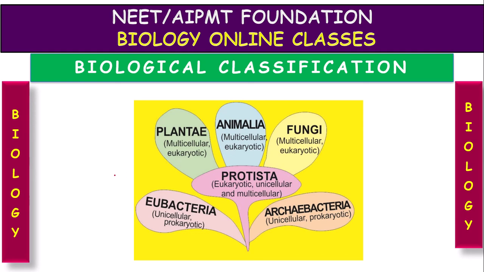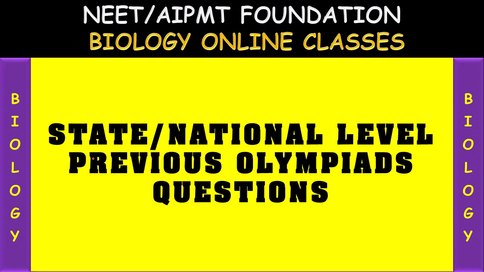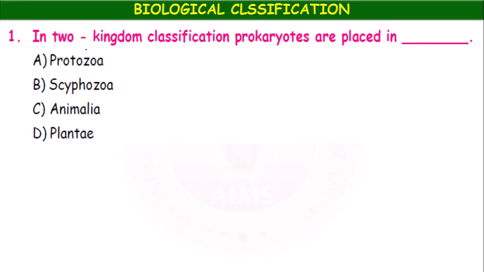Okay. So, let us proceed, children. Are you ready? The questions which are repeated in the state level, national level, previous Olympiads exams. The first question: in 2 kingdom classification, prokaryotes are placed in Protozoa, Scyphozoa, Animalia, plantae. Okay.